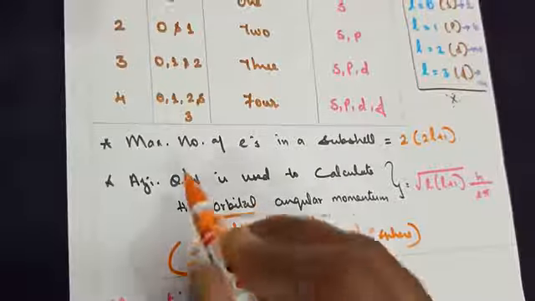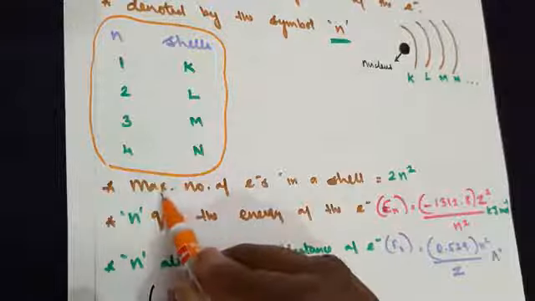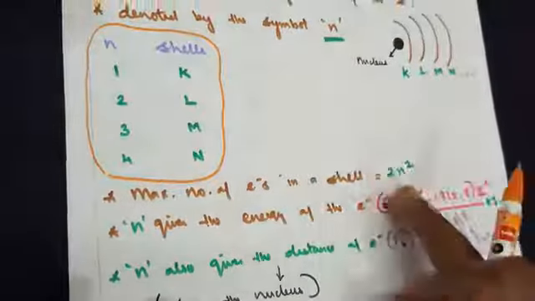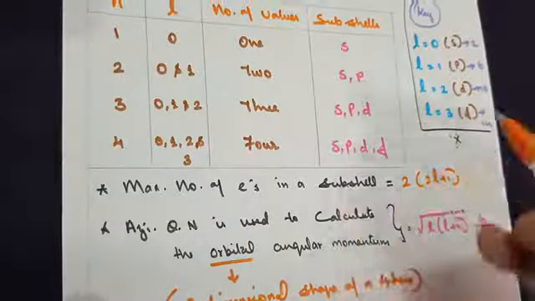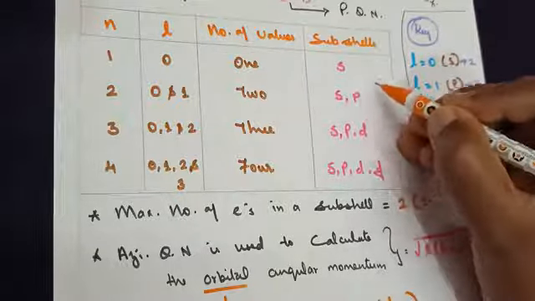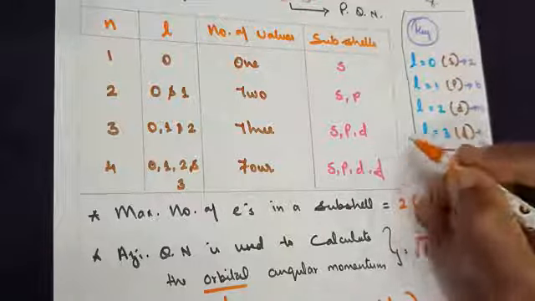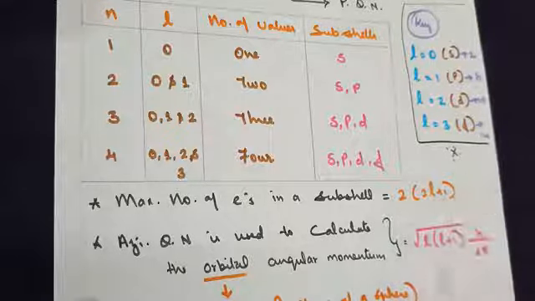Few more points to be added. Maximum number of electrons in a subshell. Do not get confused with the previous one. There you learnt the maximum number of electrons in a shell, meaning within the whole atom you have to calculate. The formula is 2n square. Here you are calculating the maximum number of electrons in a subshell, when you say how many electrons s orbital can have, how many electrons p orbital can have, how many electrons d orbital can have, how many electrons f orbital can have. So the formula here is 2 into (2l plus 1).